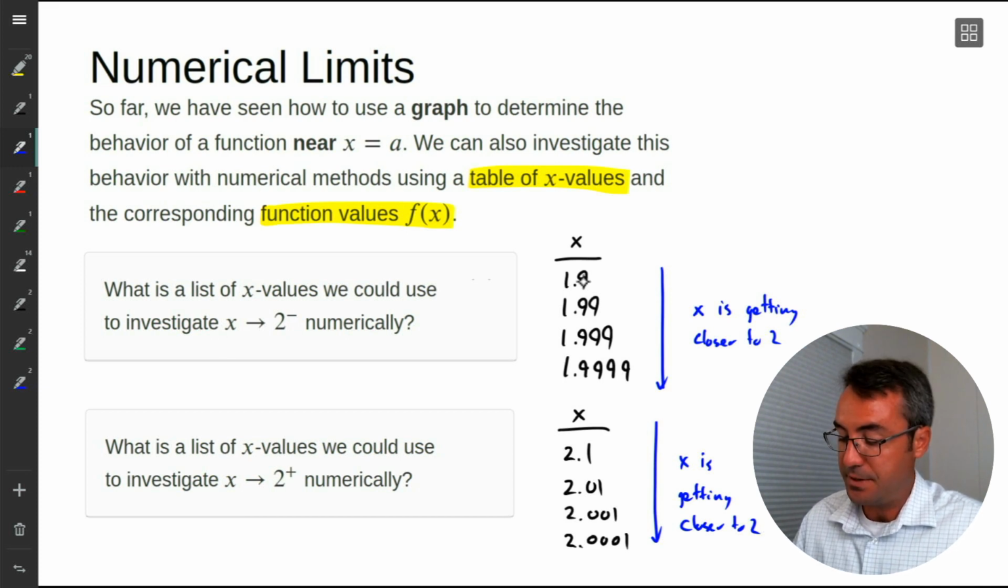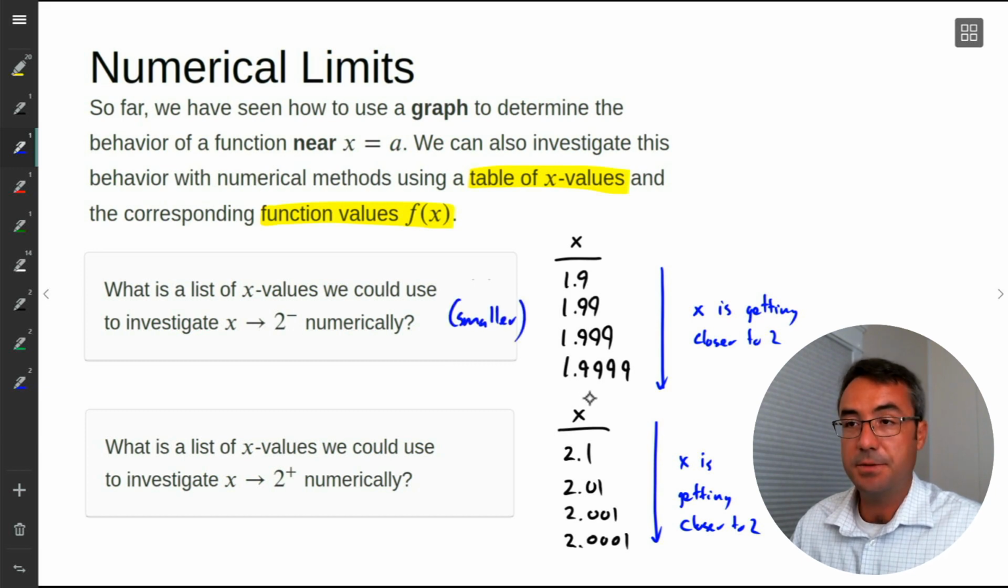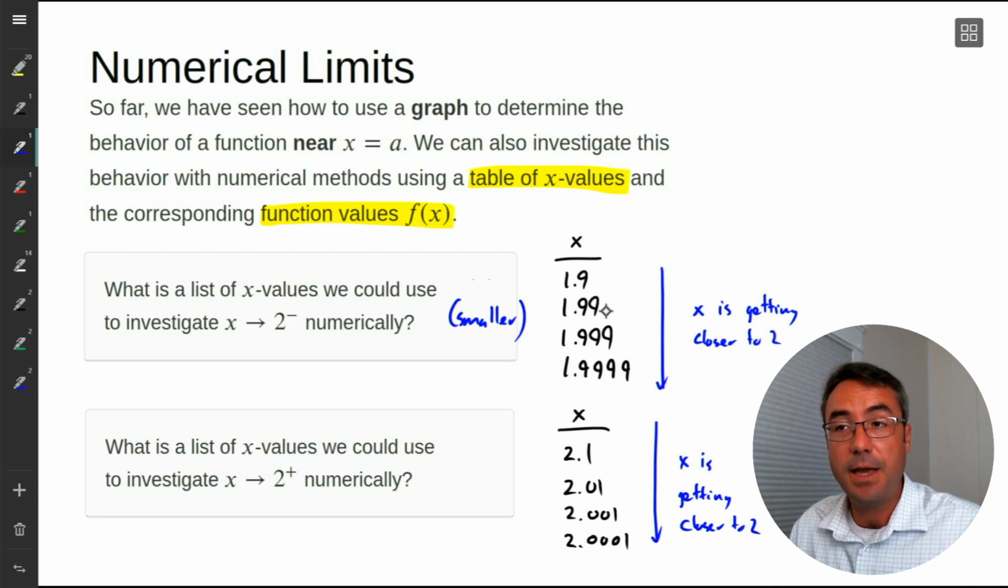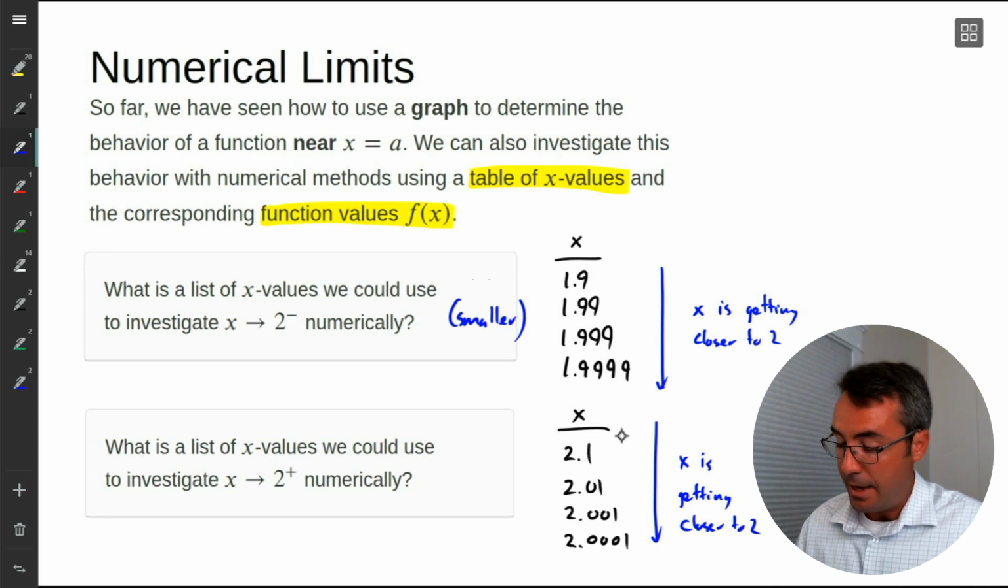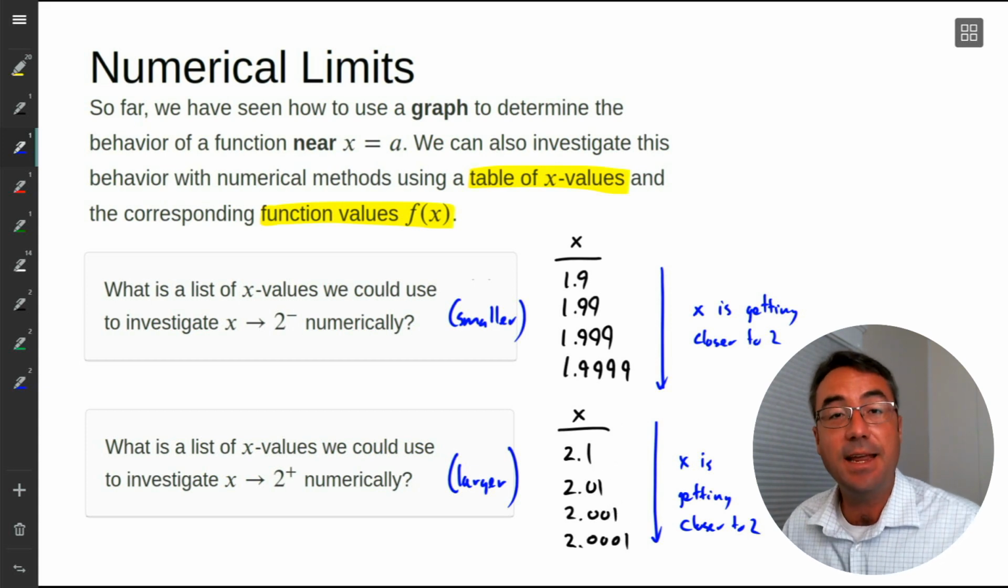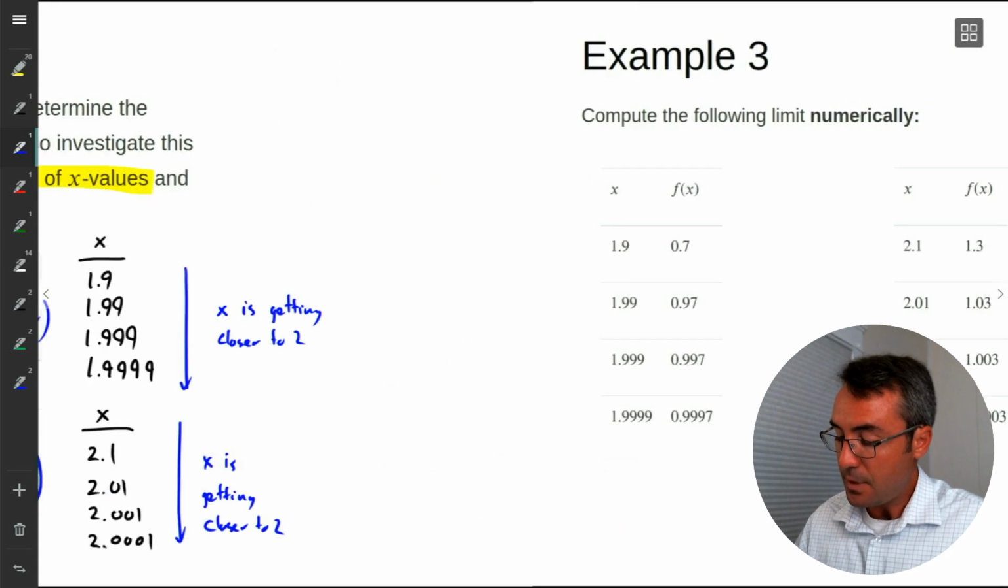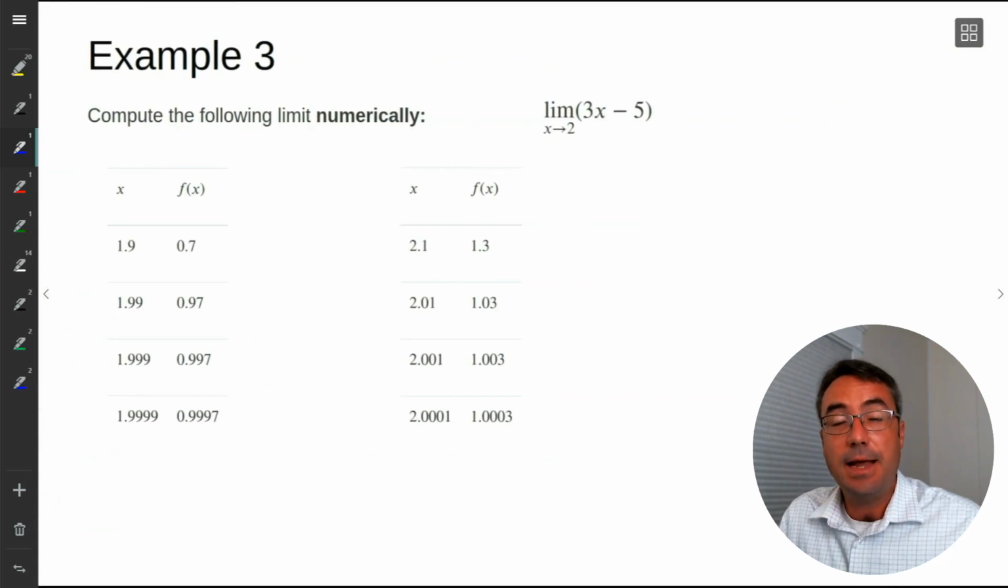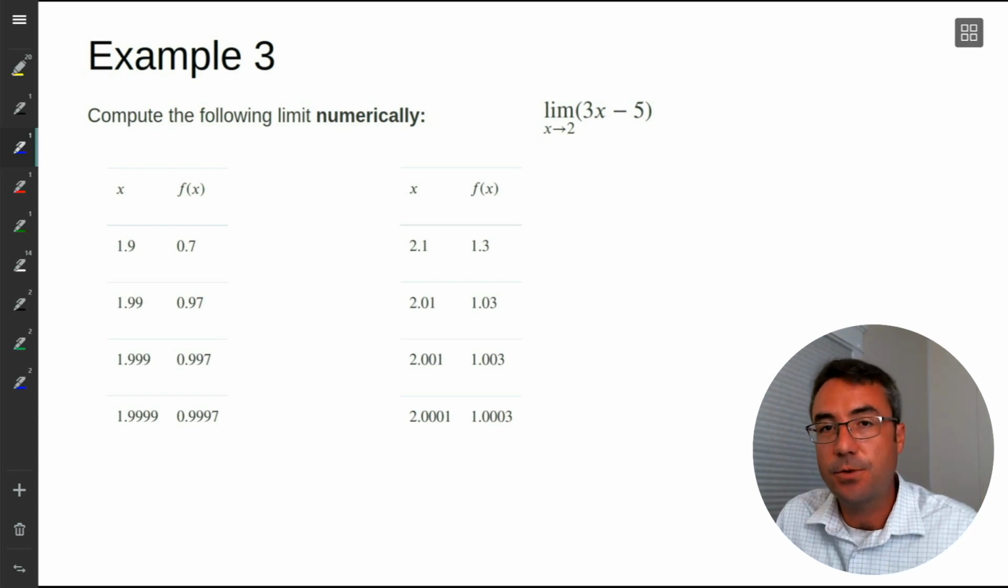Now, for the left-hand limit, we can see these are all smaller. They're close to 2, but slightly smaller, and as we read down, they're getting closer and closer. And for the right-hand limit, these are all slightly larger. Again, they're getting closer and closer to 2, but they're slightly bigger. What we want to do in investigating a limit numerically is look at not only those lists of x values, but then the corresponding function values, and try to identify a pattern there.